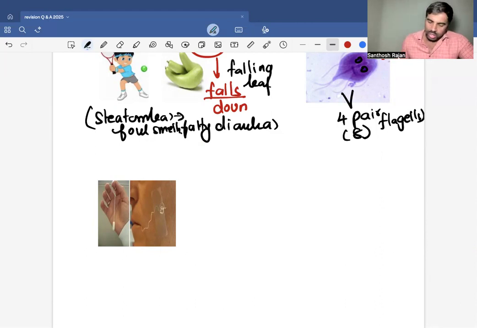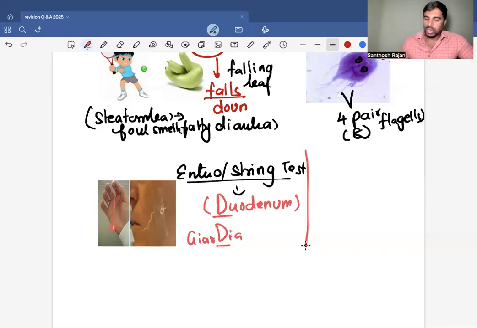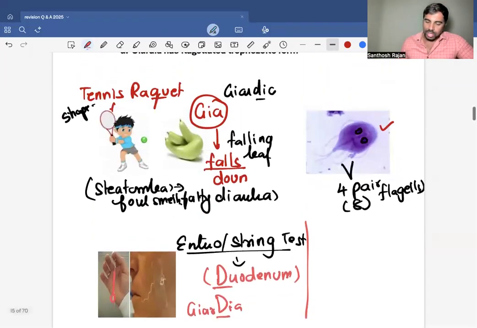Next one is this test, called the Entero test, or the string test. Very important. You put a special capsule with a thread. It will go till the duodenum, the upper part of the GIT. If you forget, Gia or Dia, Giardia, duodenum. So it goes only till the duodenum, you leave it, and then you take it out. You make a smear and look for the trophozoite or the cyst. Because it is present in the lumen, it can easily get attached to the capsule, and then you can make a smear and see. That's what we do, the Entero test. Fine. So these are the basic points we have discussed.